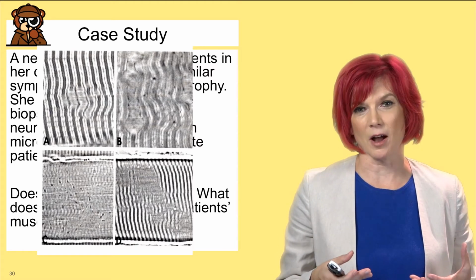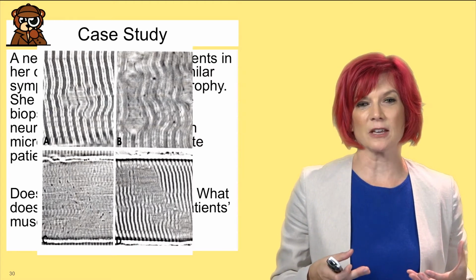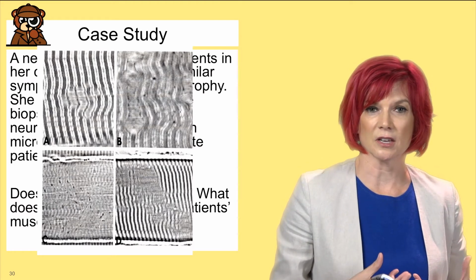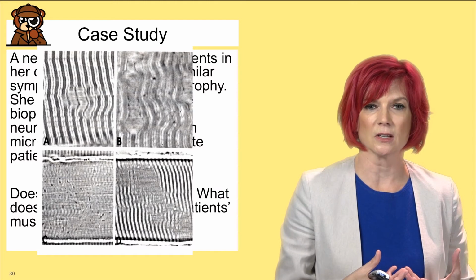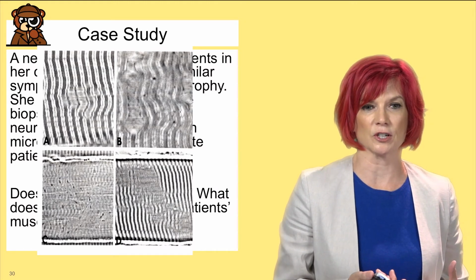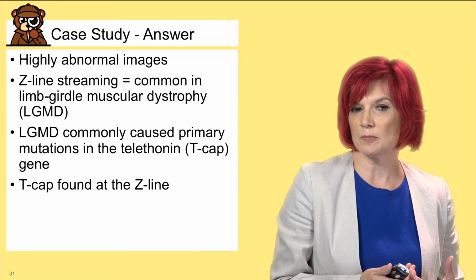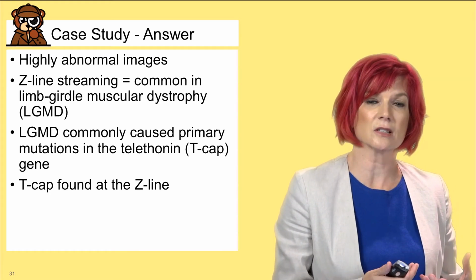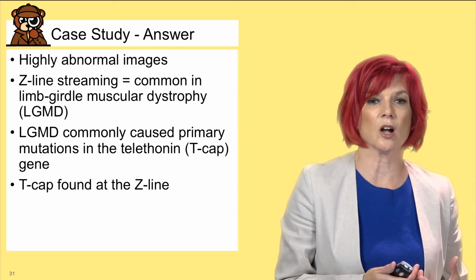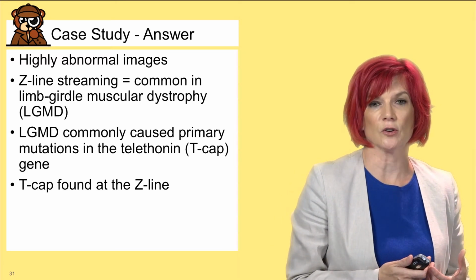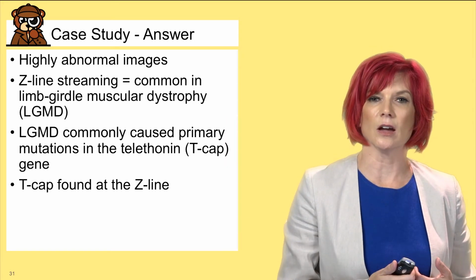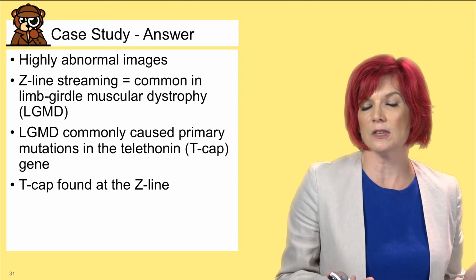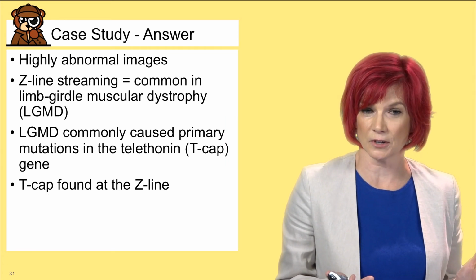Already from what we know about skeletal muscle physiology, you can speculate that that blurred structure, that the disorganization that is so evident in these biopsies, will impair skeletal muscle function. And indeed, each of these patients was diagnosed with a limb-girdle muscular dystrophy. In particular, this limb-girdle muscular dystrophy is caused by mutations in a gene encoding a protein that is at the Z line. So that blurring is called Z-line streaming, and it's very common in these types of limb-girdle muscular dystrophy.